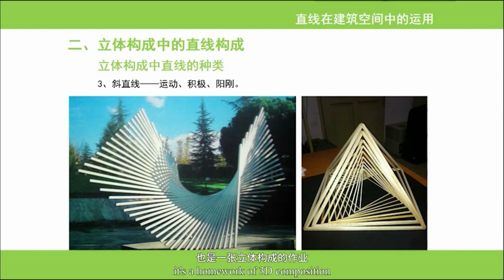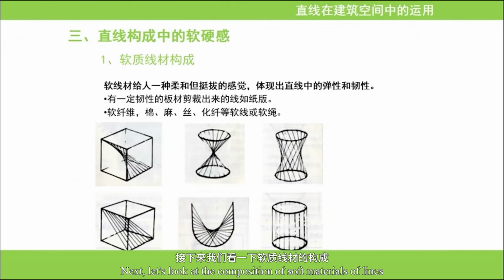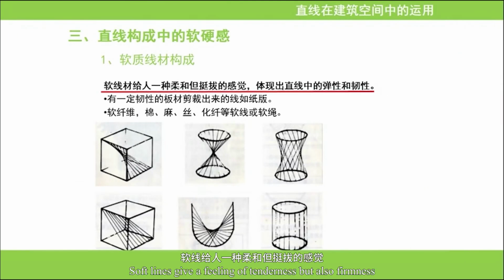On the right, it is a homework of 3D composition. In the work, we can feel a sense of stability generated by the pyramid, while a sense of movement provided by the oblique lines. Next, let's look at the composition of soft materials of lines. Soft lines give a feeling of tenderness but also firmness, reflecting the elasticity and toughness of straight lines. So how do we apply soft lines?